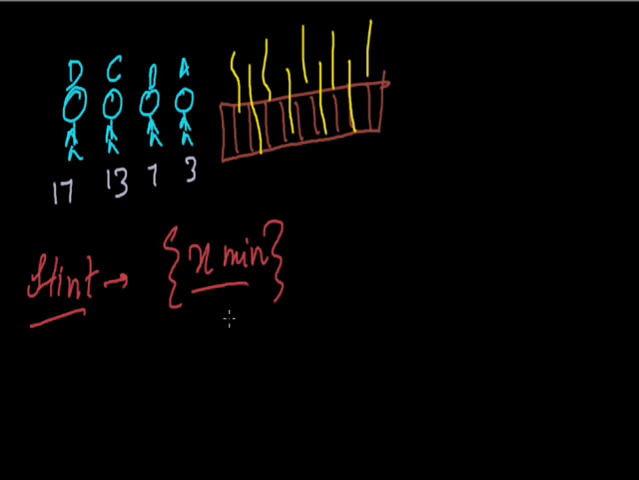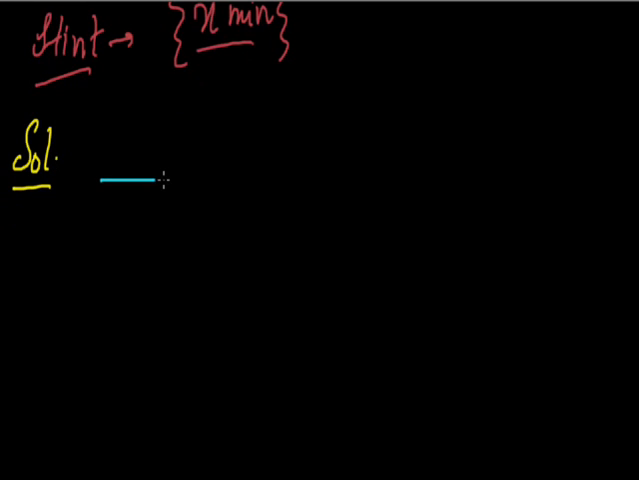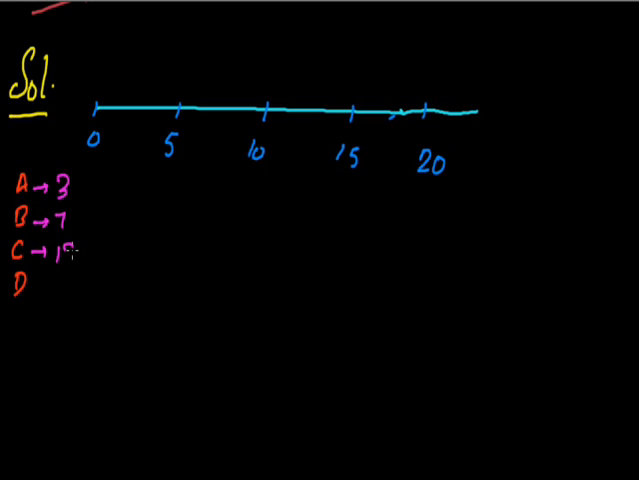It's quite easy to find the answer now. Anyway, just try it out, and if you still don't get it, then see the solution. Let me draw a time scale. Say this is our timeline: this is t equals 0, this is t equals 5, this is t equals 10, t equals 15, t equals 20, and so on. We have 4 people, A, B, C and D, taking 3, 7, 13 and 17 minutes respectively to cross the bridge.